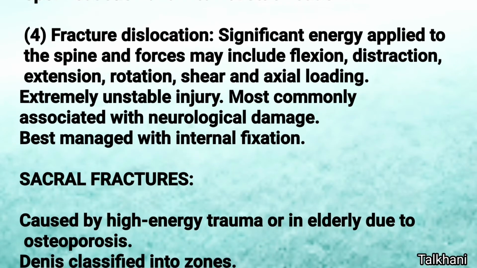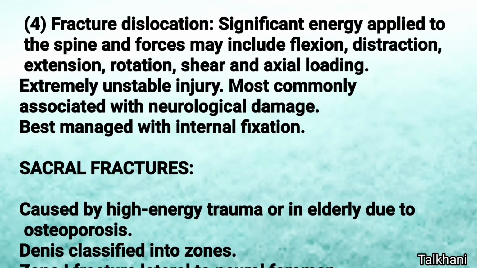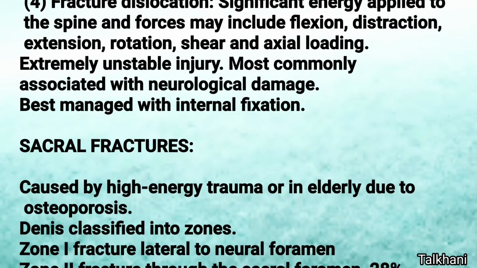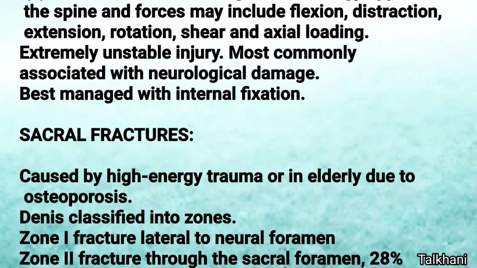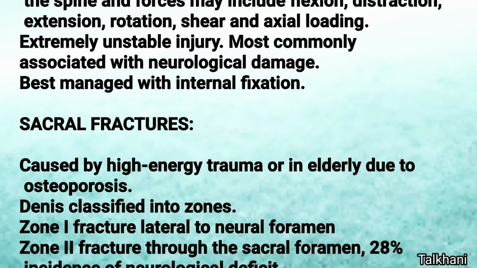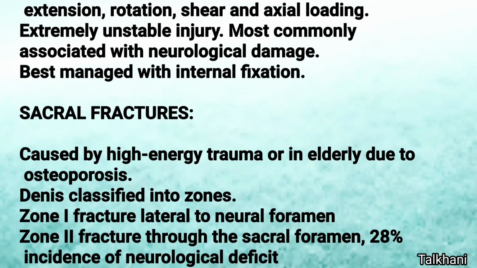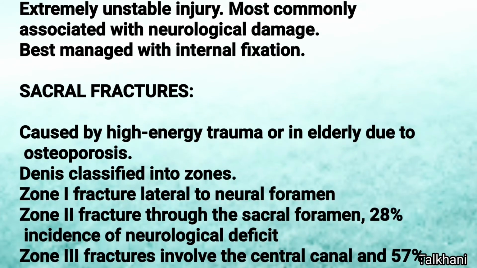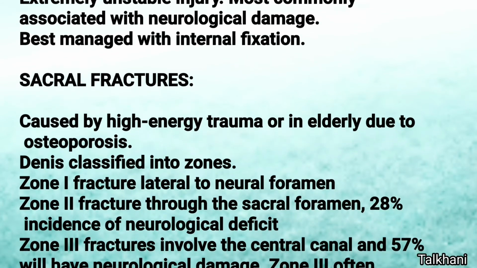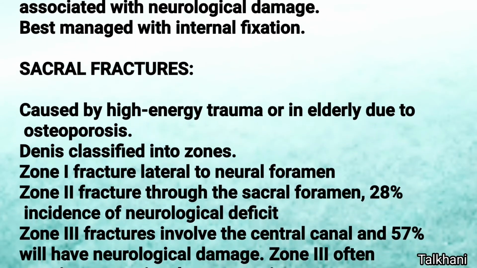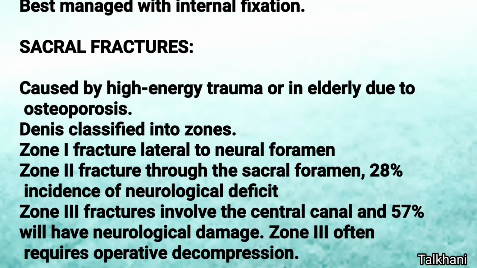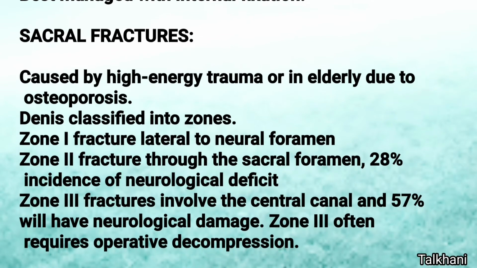Sacral fracture zones are: Zone 1, fracture is lateral to the neural foramen. Zone 2, fracture is through the sacral foramen, and this group is associated with 28% incidence of neurological deficit. Zone 3 fractures involve the central canal, and this group is associated with 57% incidence of neurological damage. Zone 3 often requires operative decompression.